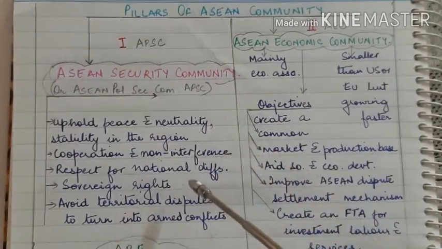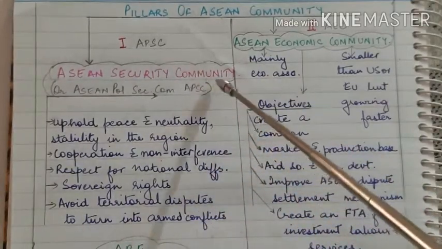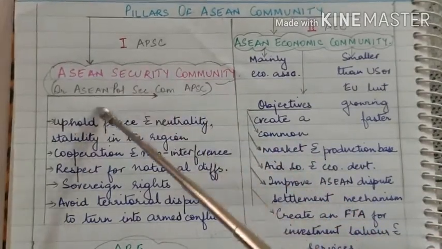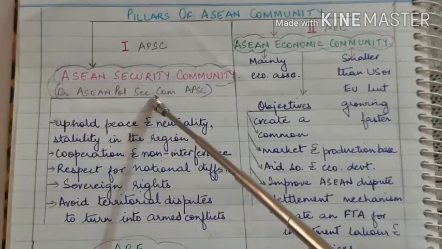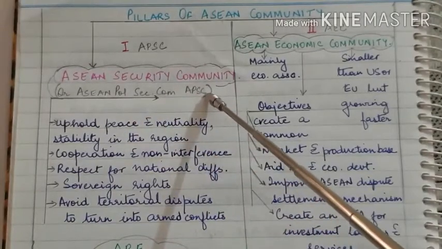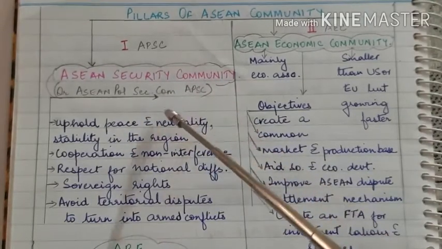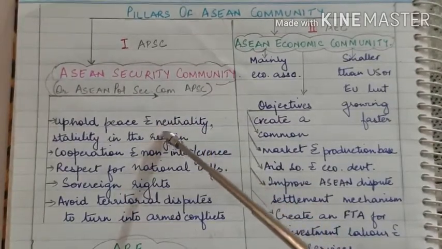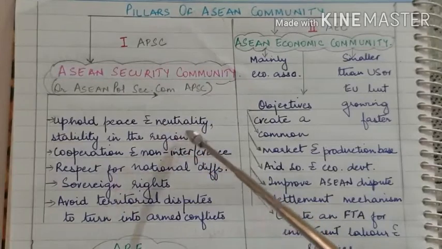The first pillar of ASEAN that we are going to study is the ASEAN Security Community, or it is also known as the ASEAN Political Security Community, that is APSC. Now in the first year of its existence, ASEAN worked as a security community. That is what it was formed for.